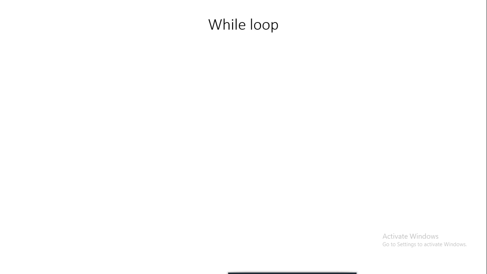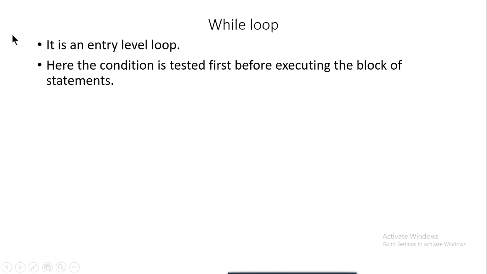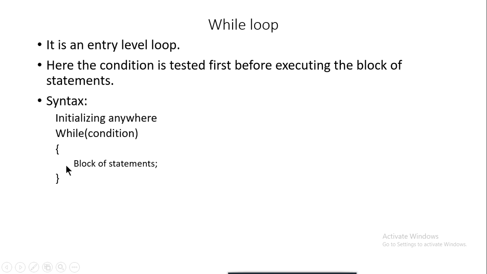Now along with for loop nesting, there is a while loop as well. The programs that you have done using for loop, you can do the same programs using while loop. So what is a while loop? It is an entry level loop. For loop as well as while loop are both entry level loops. It means the condition is tested first, and only if this condition is true, the block of statements is executed. Okay, so this is the syntax.